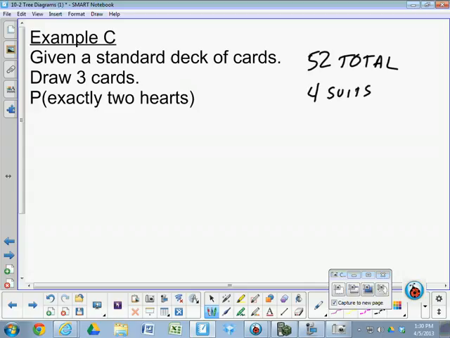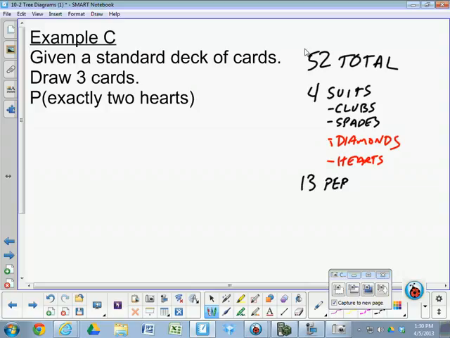You got your clubs. You got your spades. You got your diamonds. And you got your hearts. So how many of each suit are there if you divide 52 by 4? 13. And those cards are numbered 2 to 10.